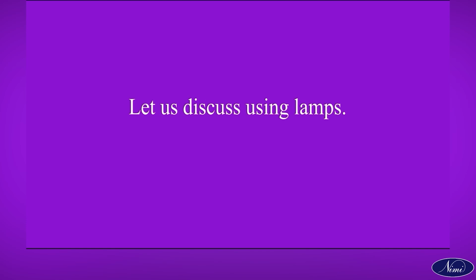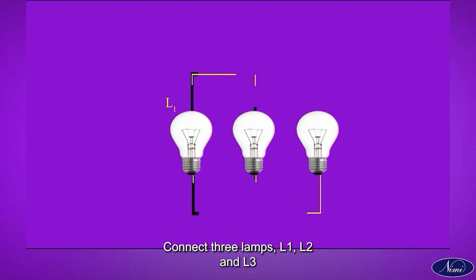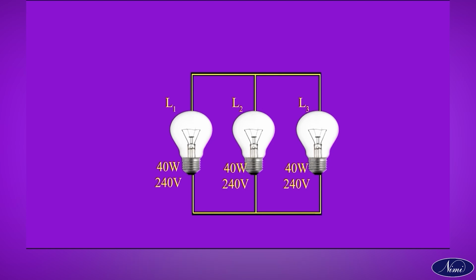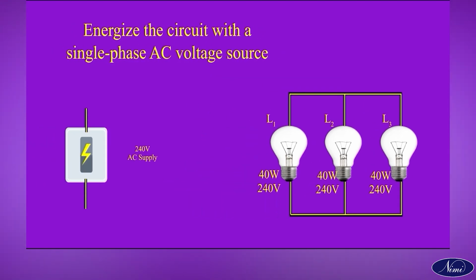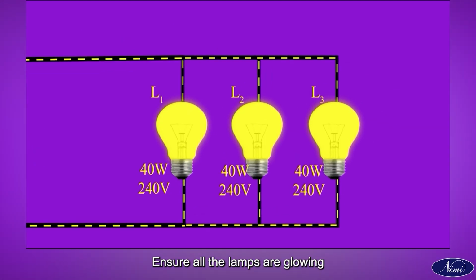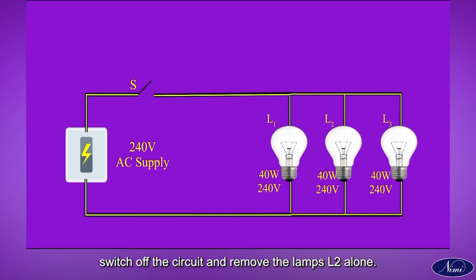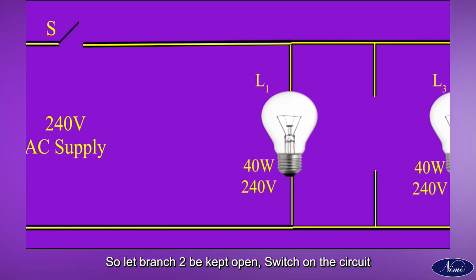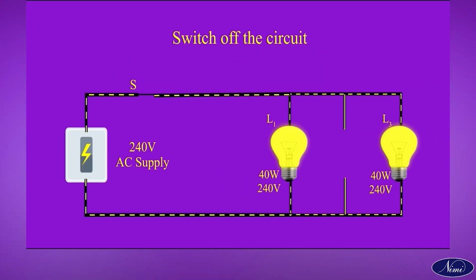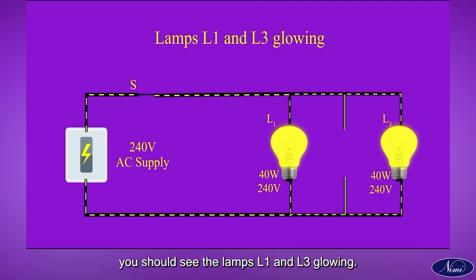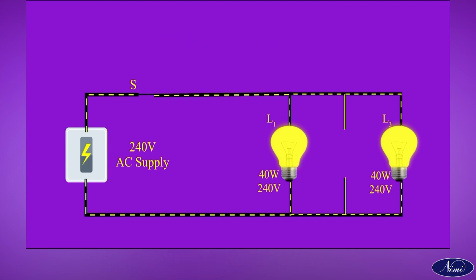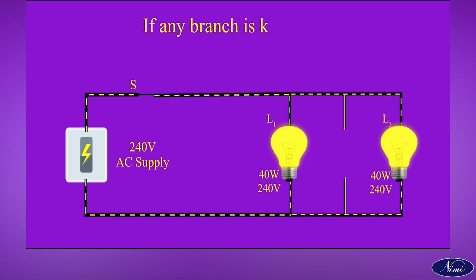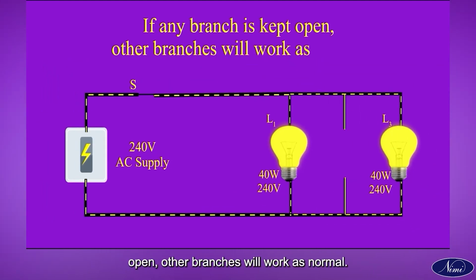Let us discuss using lamps. Connect 3 lamps L1, L2 and L3, each 40 watts, 240 volts, connected in parallel. Energize the circuit with a single phase AC voltage source. Ensure all the lamps are glowing. Switch off the circuit and remove the lamp L2 alone. So let branch 2 be kept open. Switch on the circuit. You should see the lamps L1 and L3 glowing. This shows that in a parallel circuit, if any branch is kept open, other branches will work as normal.